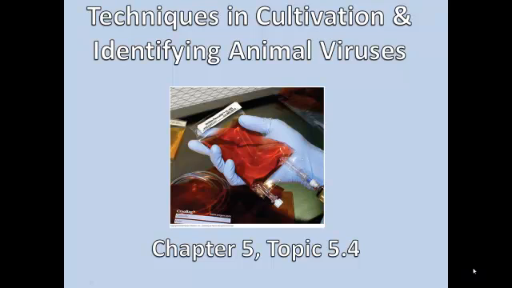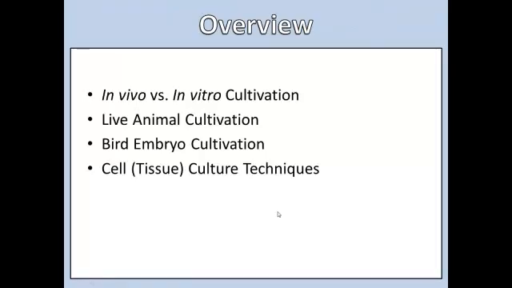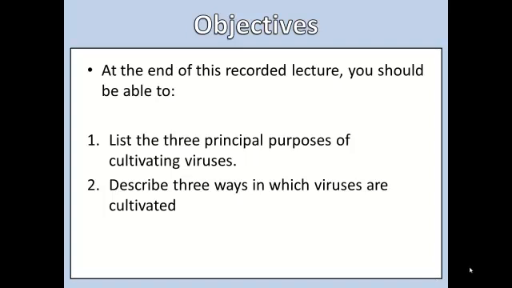Techniques in Cultivating and Identifying Animal Viruses, Chapter 5, Topic 5.4. In this topic, we're going to be discussing the difference between in vivo and in vitro cultivation of viruses. We're going to be talking about live animal cultivation, bird embryo cultivation, and cell culture techniques. At the end of this recorded lecture, you should be able to list the three principal purposes of cultivating viruses, describe three ways in which viruses are cultivated.